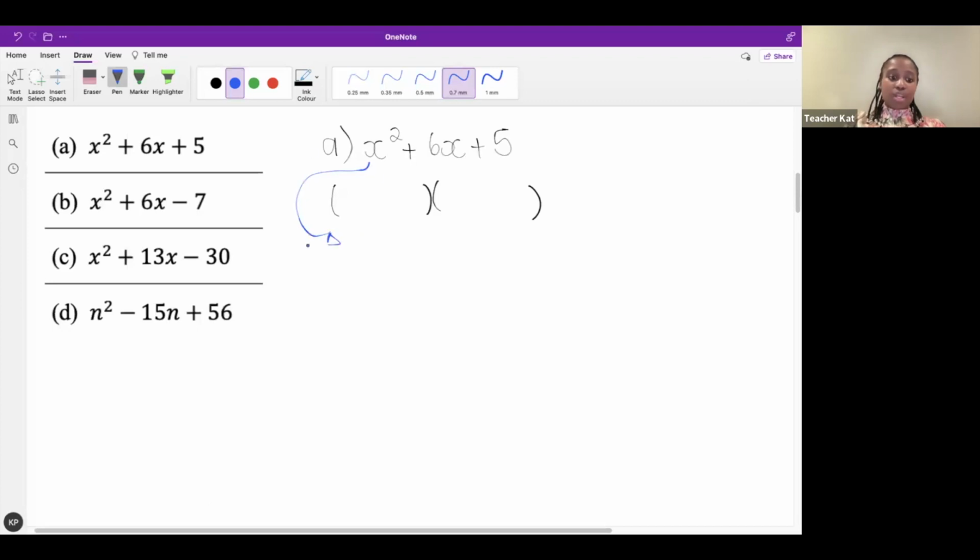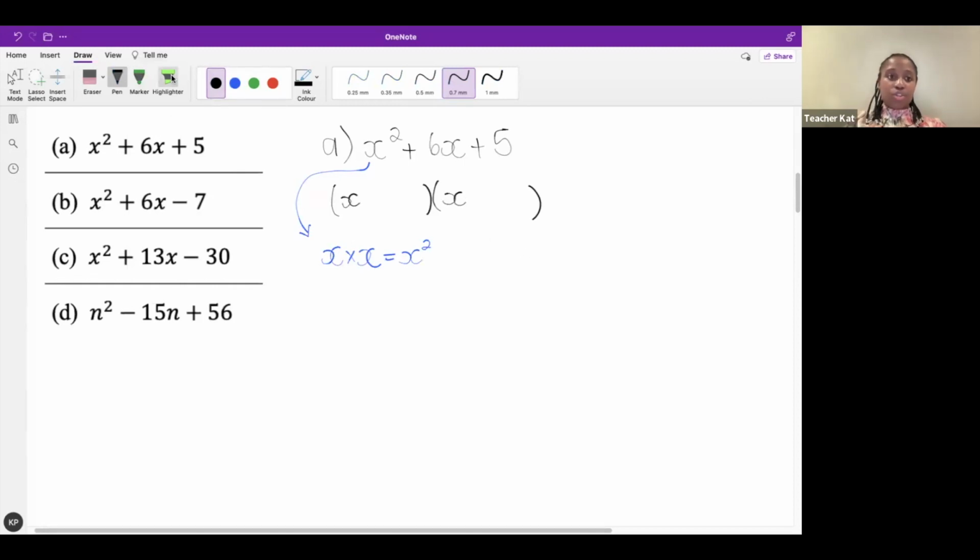What is the only way to get x squared? What multiplied by what will give us x squared? I know 1 times x squared is x squared, but not that. What's another way that we can get x squared? By saying x times x. Do you guys agree? X times x will give us x squared. So I'm going to fill in my first 2 terms here as an x and an x.